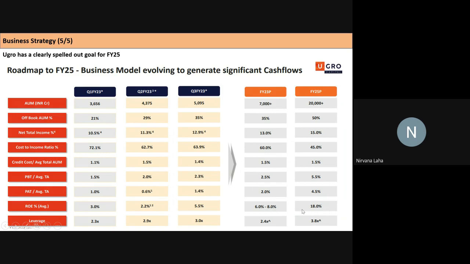They want to become an 18% ROE and 4% ROA company by financial year 2025. And the way they are increasing their AUM, barring any negative surprises in terms of the credit model suddenly going wrong, I think they are going to come very close to achieving this. So this is basically their strategy. It's based on these five pillars.